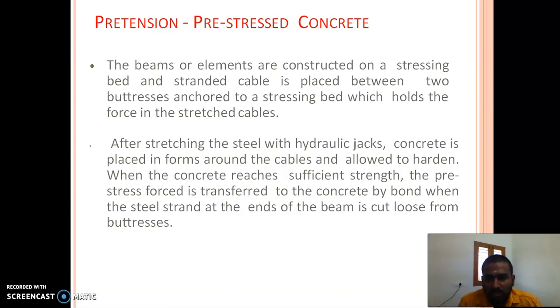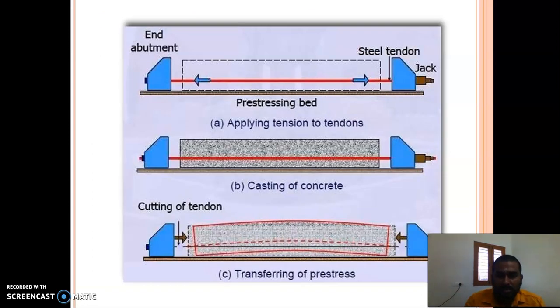Here that word is very important, by bond, when the steel strands at the ends of the beam are cut loose from the buttresses. I will explain these two points using this diagram. In the first topmost figure, you have the two end abutments, and the red line is the steel tendons. Even before pouring the concrete, you will be stretching the steel tendons. On the right hand side of the end abutment, you have a brown colored jack. The jack will be used to stretch the tendons.